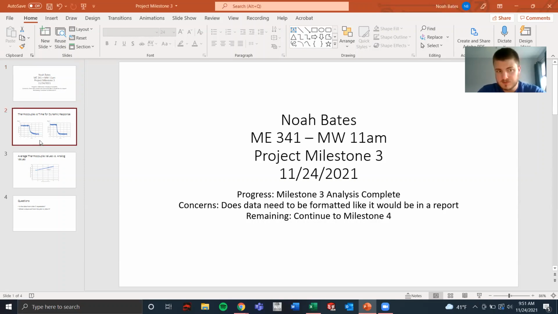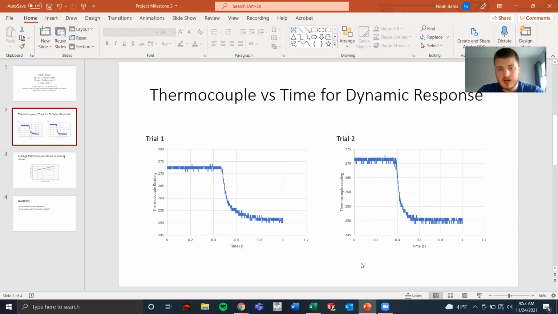First thing, my first slide is a plot of the thermocouple analysis versus time for number 10. This is where we just had it in open air and then dipped it in real quick into the cold water. So we see the graphs are pretty similar.